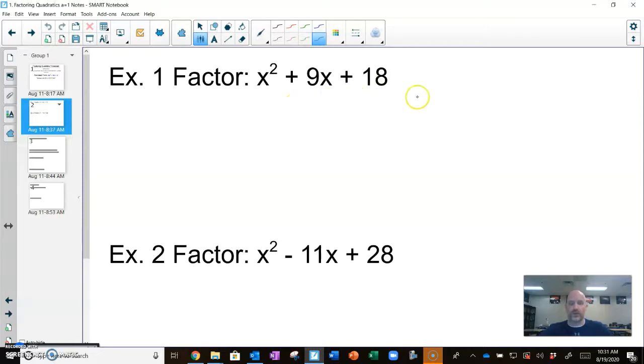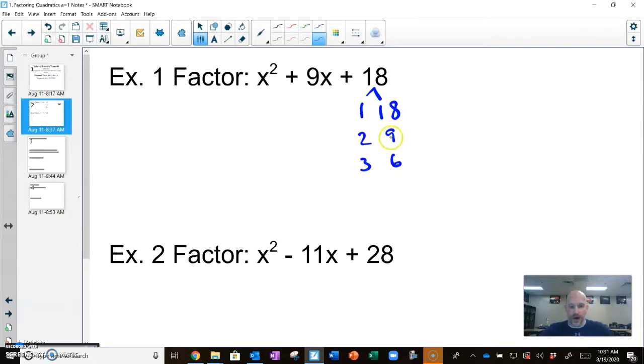So what I'm trying to do is figure out a way to write this as the product of two other smaller polynomials. One thing that I can do is look at this 18 here. What are possible factors of 18? I have 1 and 18. I have 2 and 9. I have 3 and 6. And those are pretty much all the factors that I have.